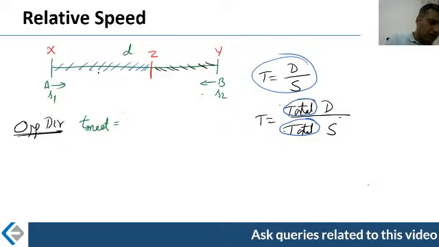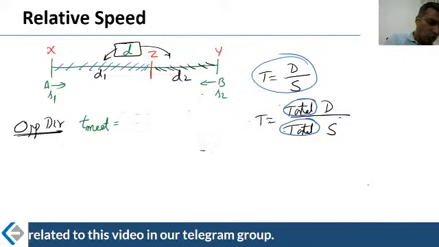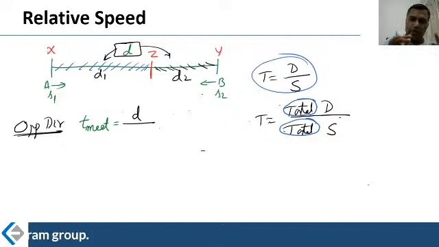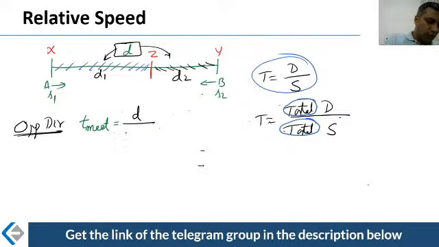Car 1 is covering d1 distance, car 2 is covering d2 distance, but together they are covering the distance d, because d has been divided into two parts, d1 and d2, and together they covered both. That's what you are writing, total distance traveled. Then you better write the total speed available. Total means sum, we all know that word. Total means sum.